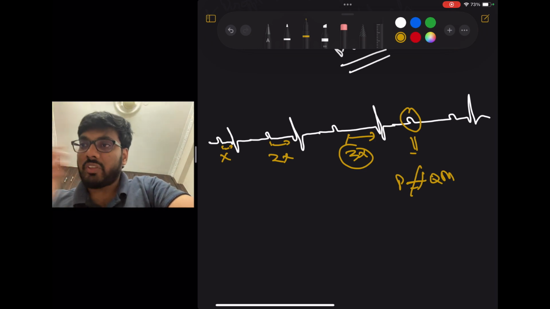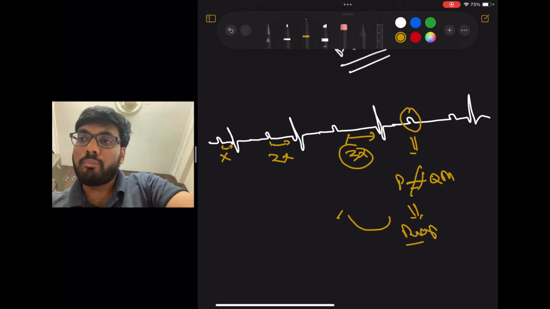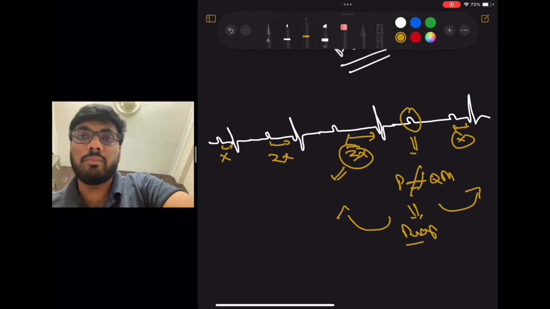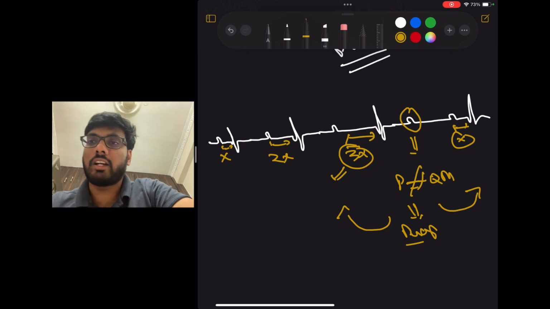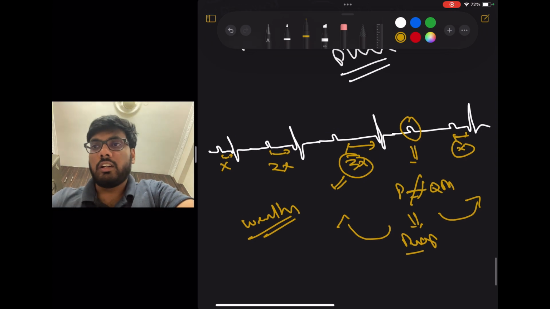Shortcut to apply: just identify the dropped beat. This is the dropped beat, right? Look at the pre-PR interval as well as the post-PR interval. Here, the pre-PR interval is 3X, and the post-PR interval is only X. That is suggestive of progressive prolongation of the PR interval. This is known as the Wenckebach phenomenon. It's a shortcut to identify the progressive prolongation.